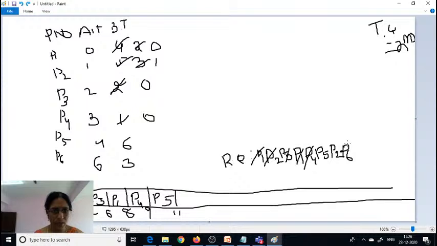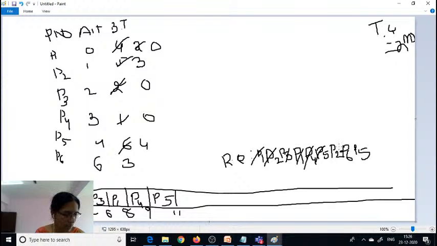So the P5 process. Now, what is the remaining burst time? 4. Okay. Now P5 is added at the end of the queue. P5 is added here. Next, P5 is preempted here and added at the end of the queue. Now which process is in the CPU ready queue?